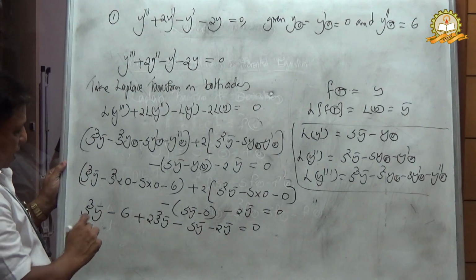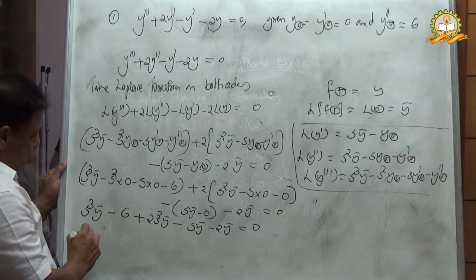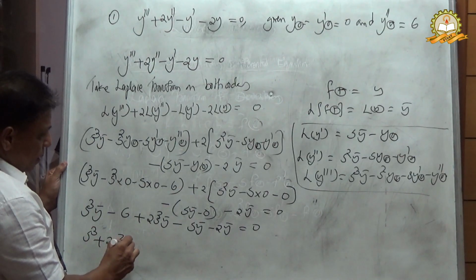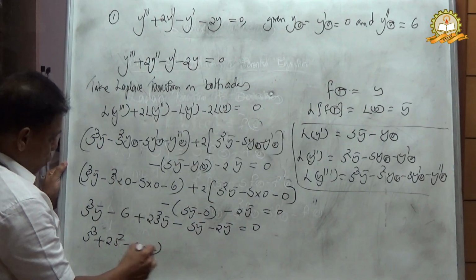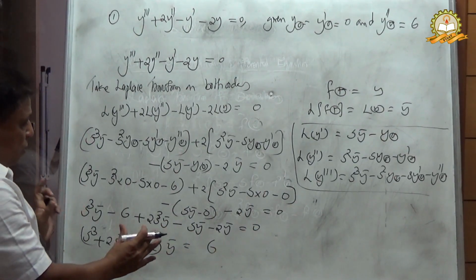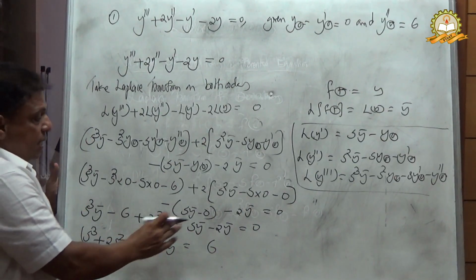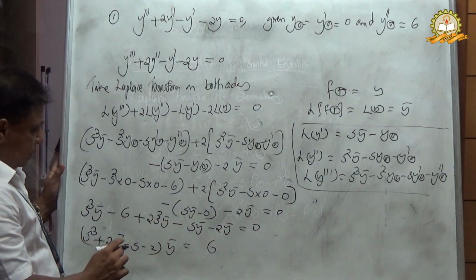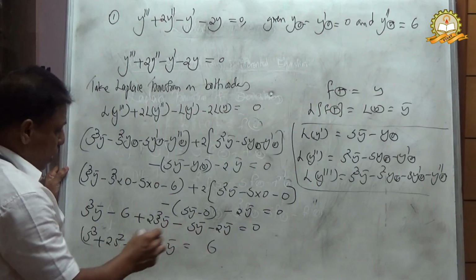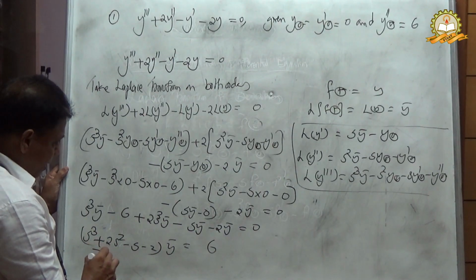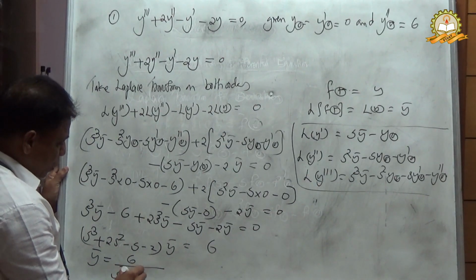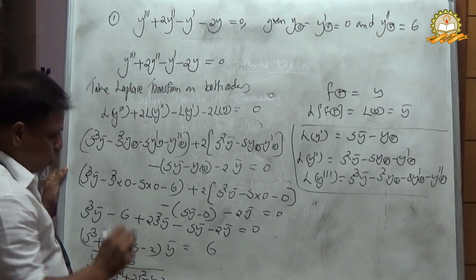Removing the bracket, then here we take s cube plus 2s square minus s minus 2 into y bar. Then right hand side 6. Therefore, y bar terms are taken as left hand side, the constant term taken as right hand side. Therefore, s cube plus 2s square minus s minus 2 into y bar equal to 6. Therefore, y bar is equal to 6 divided by s cube plus 2s square minus s minus 2.